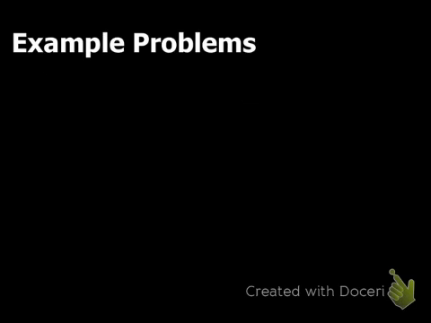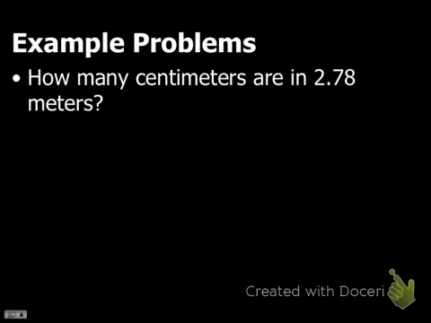So let's look at a couple example problems. Our first example is how many centimeters are in 2.78 meters. And again, I know you know how to just move the decimal point, or some of you could even do this in your head, but let's use this simple problem to practice the method. So we have 2.78 meters, and we're always going to start with what's given in the problem.